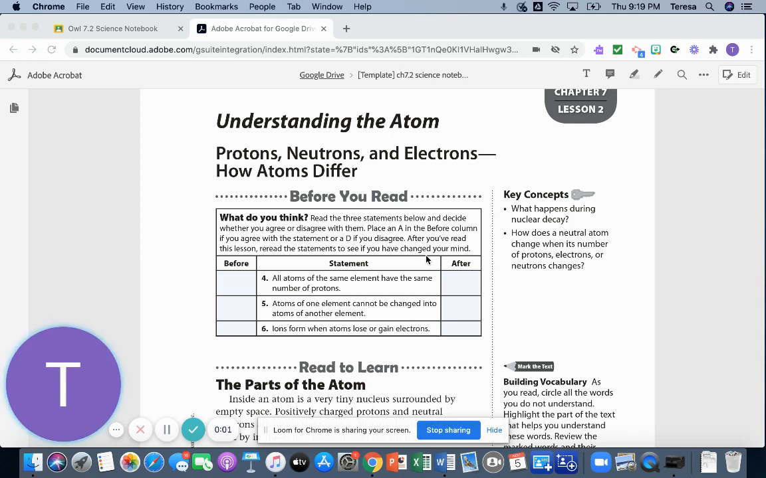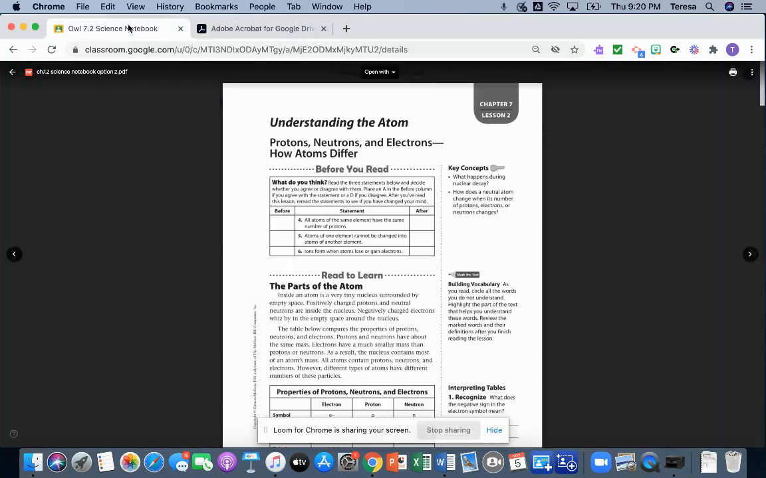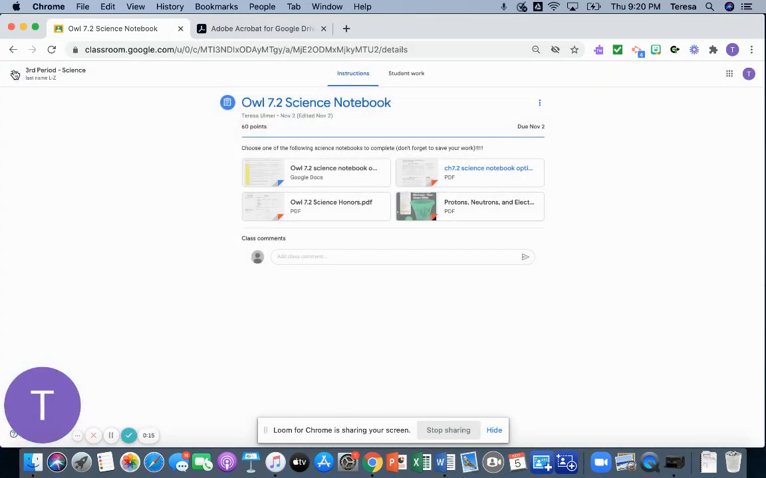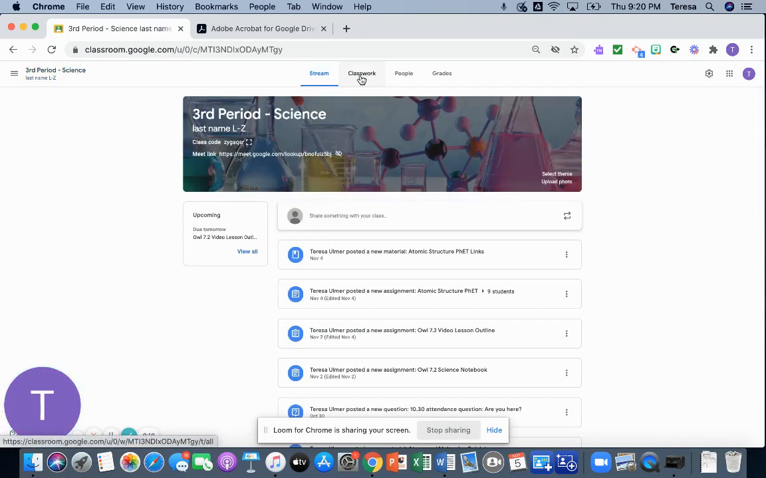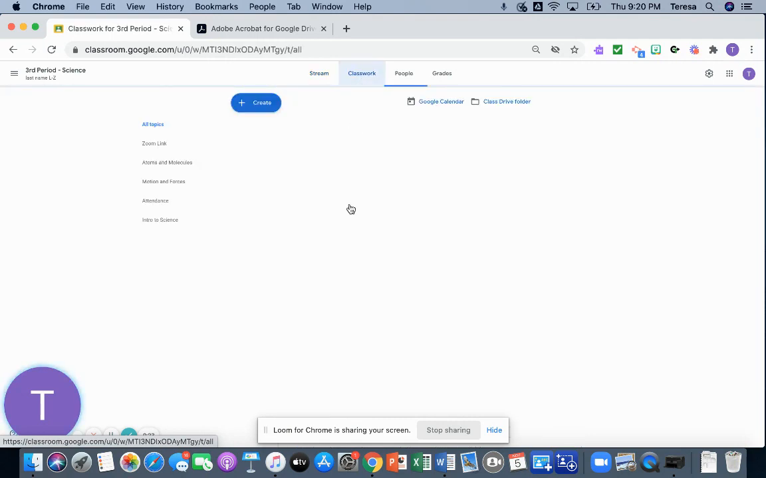Hi, ladies and gentlemen. I wanted to walk you through the OWL 7.2 Science Notebook Option Z if you needed a little help. So first of all, how do you get to Option Z? You're going to go to Google Classroom. I'm right now going to third period, but you could go to whichever class period you're in. Go to your classwork.